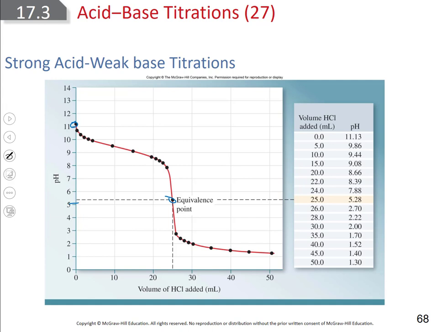So for the equivalence point for this kind of problem, that's what we would do. No, you're not at the equivalence point. That's before the titration started. Before the titration has started, it's just finding the pH of the weak base.